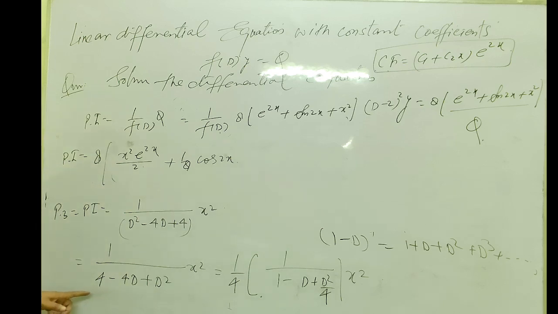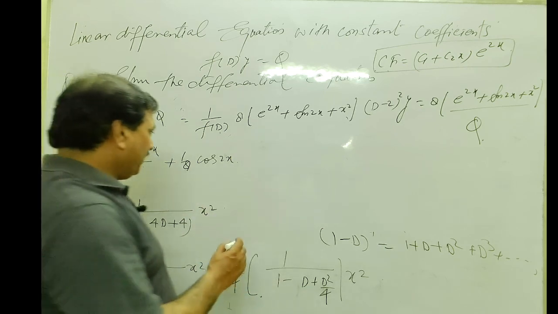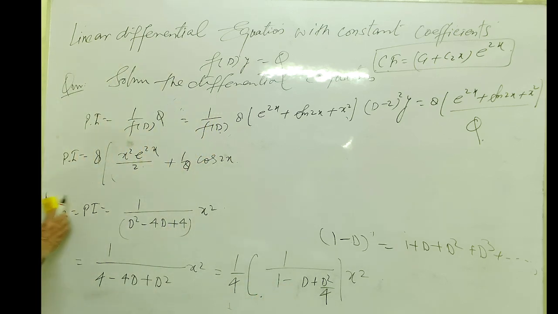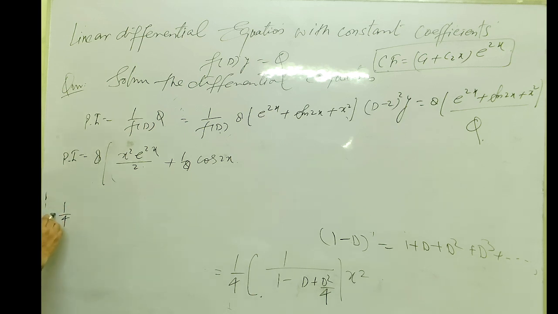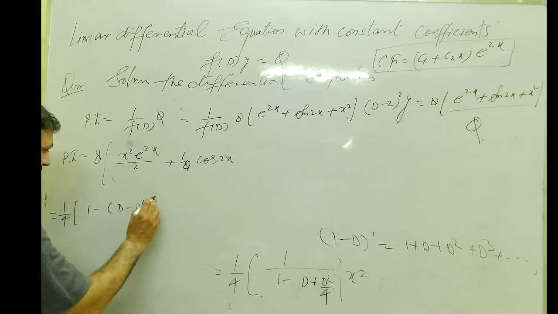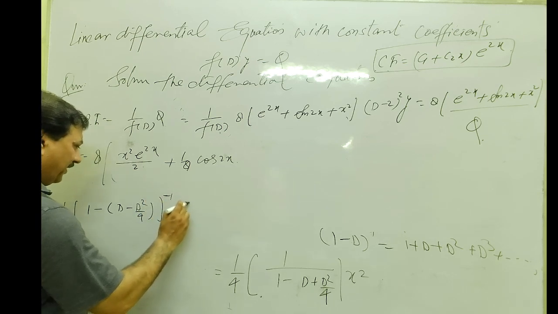This is a very important topic. Take 4 common, that is, minus D plus D² by 4, and apply the expansion here. My dear student, expand using this formula: 1 by 4 times (1 minus D plus D² by 4) whole power minus 1, applied to x².